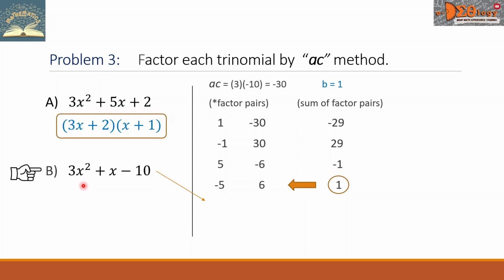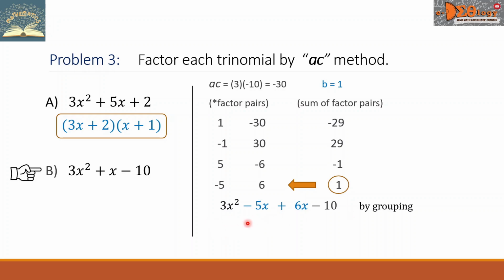Next thing we do, we copy the same problem down here. But in the middle term, we will split this positive x using the factor pair. So we have 3x squared. The positive x here becomes -5x plus 6x. Then the -10 is copied also here.